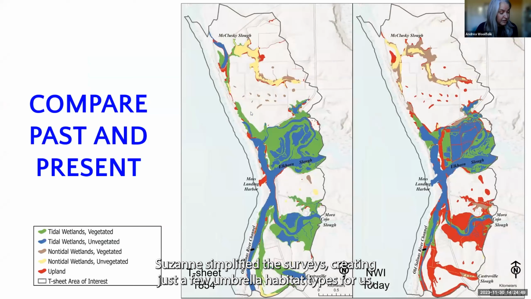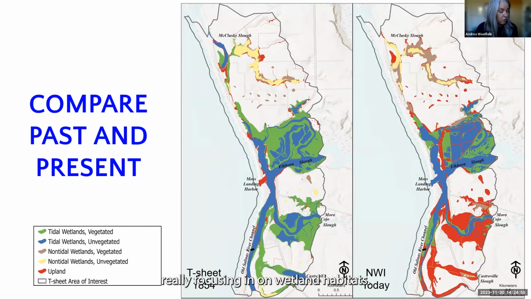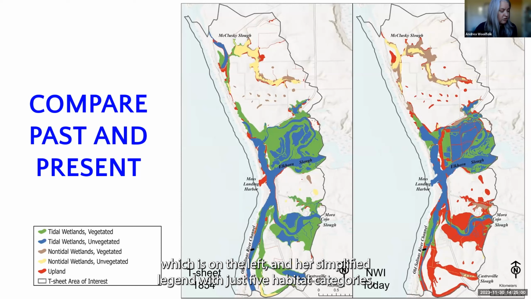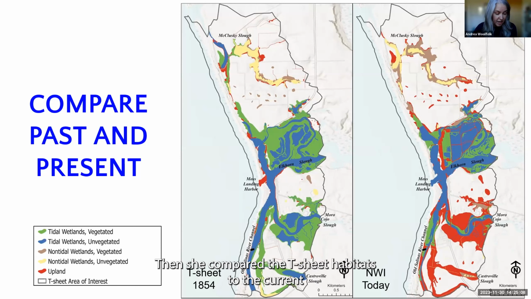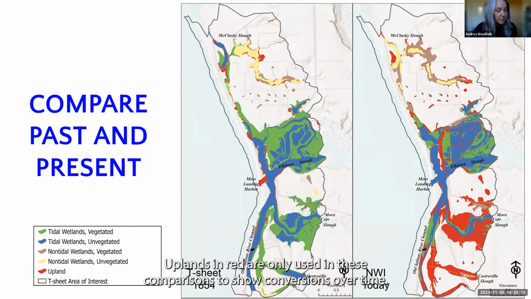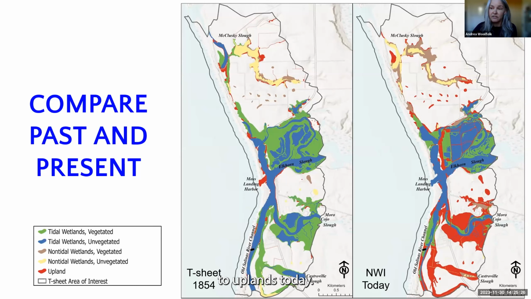Finally, Suzanne simplified the surveys, creating just a few umbrella habitat types for us, really focusing in on wetland habitats. You can see that in her version of the Elkhorn Slough T-sheet, which is on the left, and her simplified legend with just 5 habitat categories, not the 11 that I showed you on the previous slide. Then she compared the T-sheet habitats to the current NWI habitats, which are shown on the right here. Uplands in red are only used in these comparisons to show conversions over time. So here you see a lot of red on the right map where former tidal wetlands have been diked and drained, changing them from historic wetlands to uplands today.